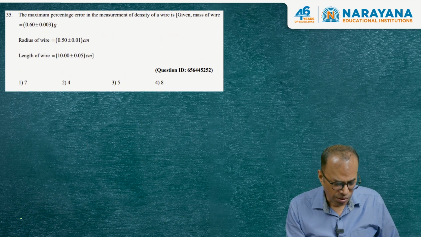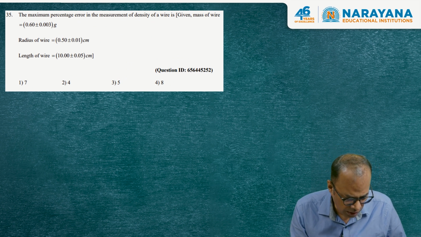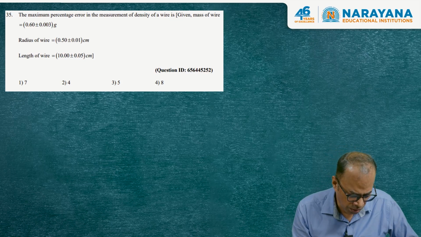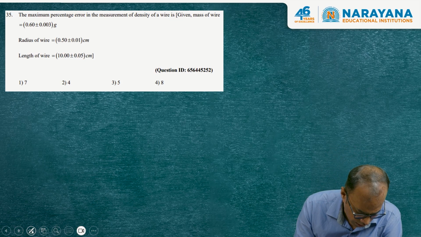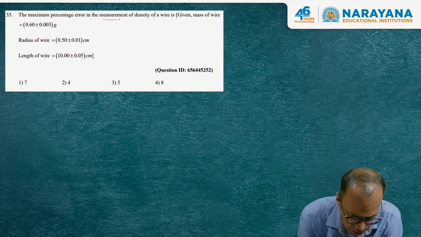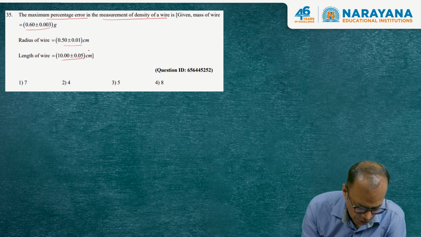Okay, now this is a question on error analysis. Looks like a lengthy question. Looking at the data, I think we should solve it very carefully. So let's write it down. What we are interested in is calculating the percentage error in the measurement of density. We are given mass, radius and length.